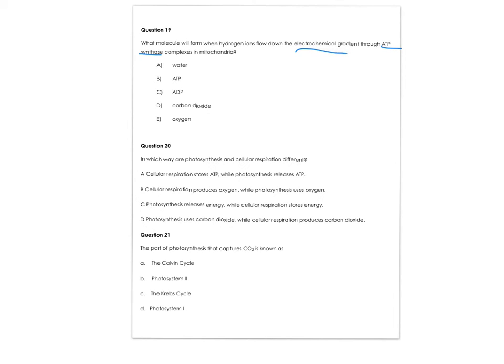ATP synthase. I showed you a movie showing you how it works. I explained it. I drew it on the board. We went through it in class. You took notes on it. I sent you videos on it. You should know what ATP synthase is.